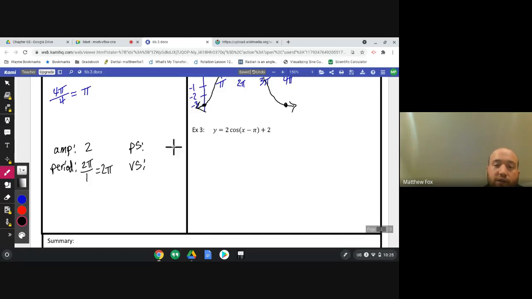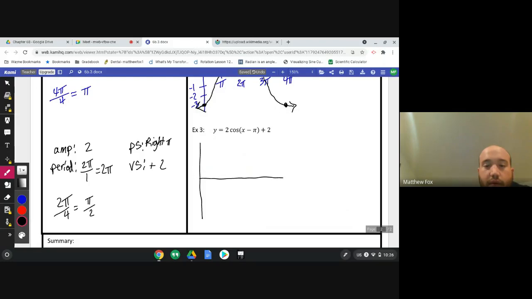Now our phase shift, this is what's in the parenthesis, d divided by b, right? So we have pi over 1. So pi, now it's negative, which means it will be right by pi radians, okay? And finally, the +2 at the end tells us it's a vertical shift, +2 or up 2. Now, once again, to find our interval, we take 2 pi, whatever the period is, divided by 4. That will give us pi over 2. Okay? So now, we draw this in.